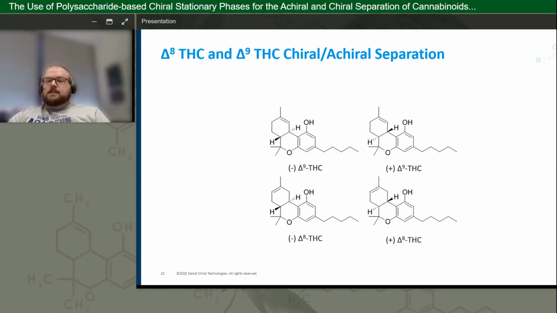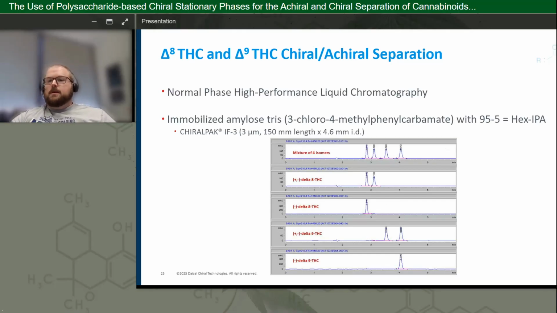When we look at things like THC, of course, delta 9 is not just one isomer. It is both plus and minus, potentially not naturally occurring, but it can be created synthetically as plus and minus. Delta 8 is also plus and minus. So we can separate all 4 of those compounds under normal phase conditions with amylose tris 3-chloro-4-methylphenylcarbamate and 95% hexane and 5% isopropanol.